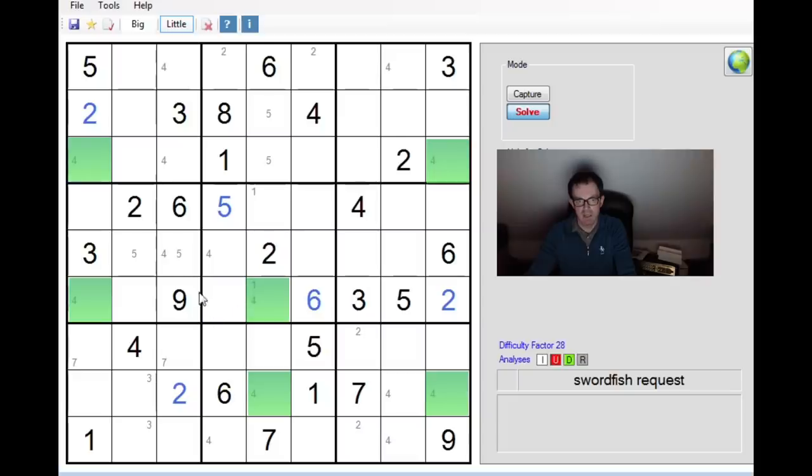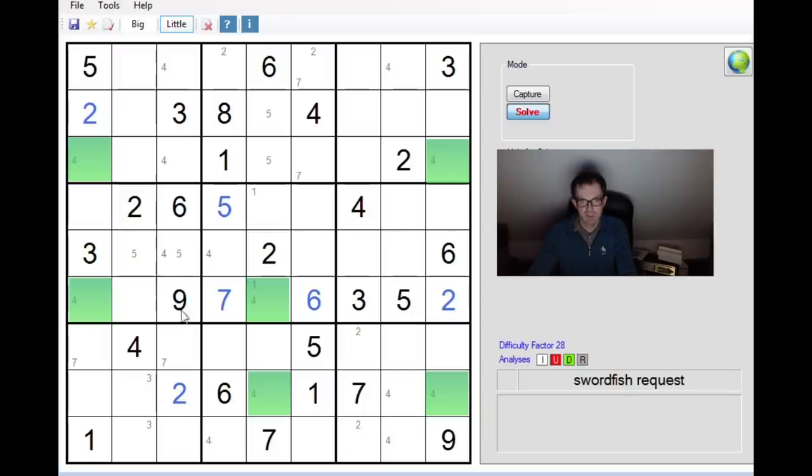What can this square be? It can't be a 1. It can't be a 2. It can't be a 3. It can't be a 4 because of the swordfish. It can't be a 5 or a 6. Can it be a 7? It looks like it can be a 7. It can't be an 8 or a 9. So 7 is the only option for this square. So there's our first deduction that was exclusively made because of the presence of the swordfish.